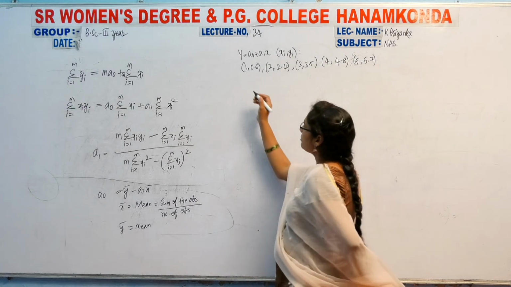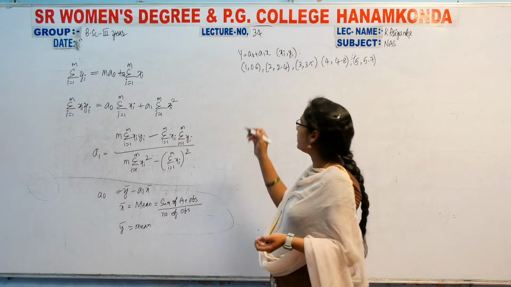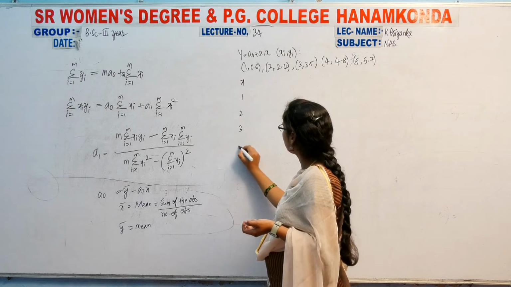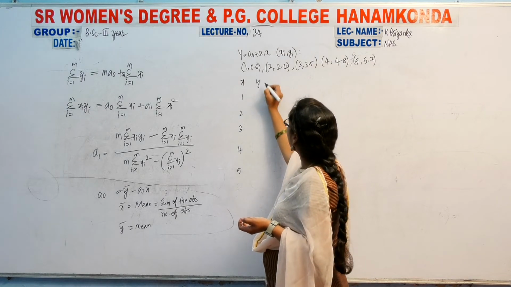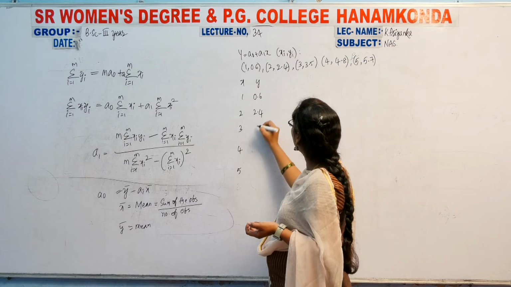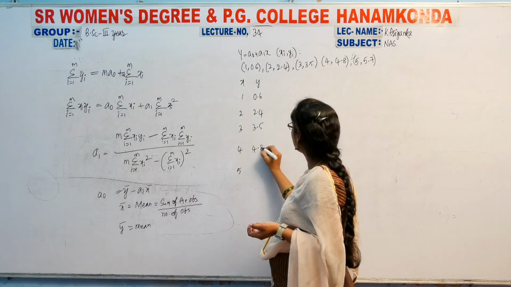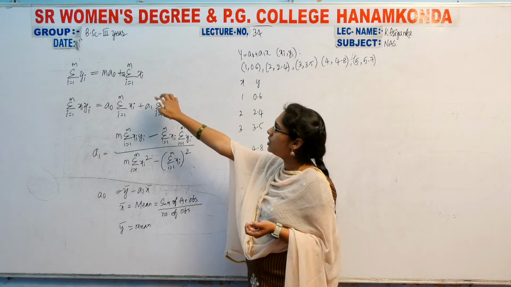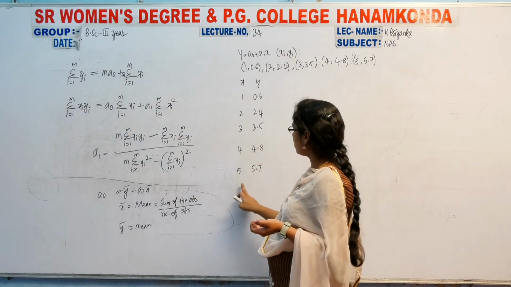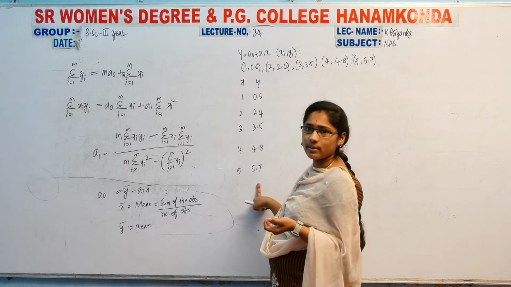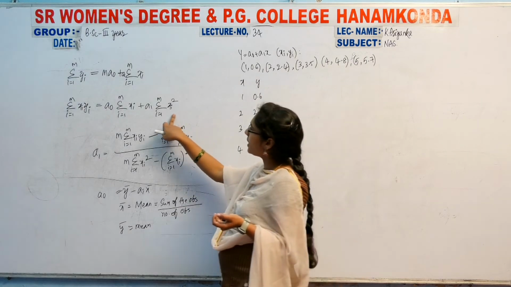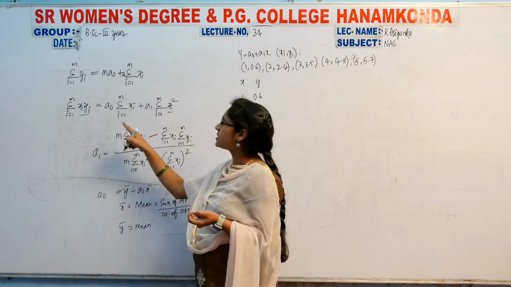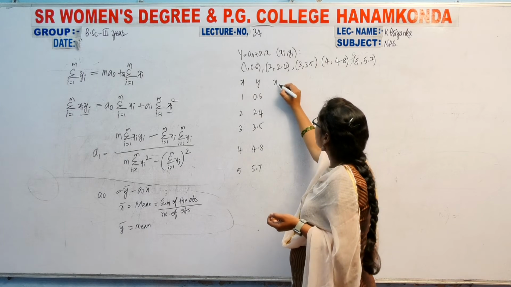Okay, now listen. First of all, what do we have to take? We have to take the values of x: 1, 2, 3, 4, 5. Next, the y values: 0.6, 2.4, 3.5, 4.8, 5.7. To fit a straight line, what do we have to know? Summation xi and summation yi. Summation xi means the sum of all these; summation y means the sum of these. Next, we need xi square and xi yi. We also have this value. So xi square and xi yi. Now, x into y.